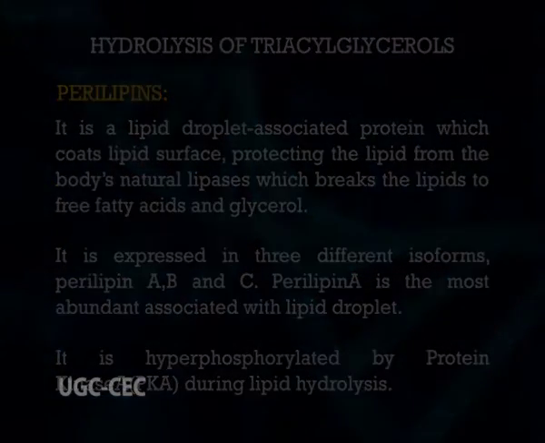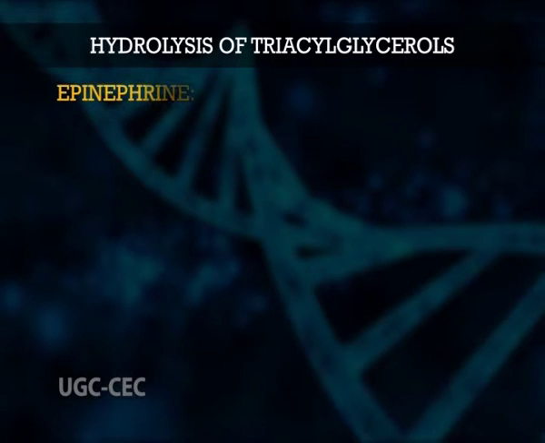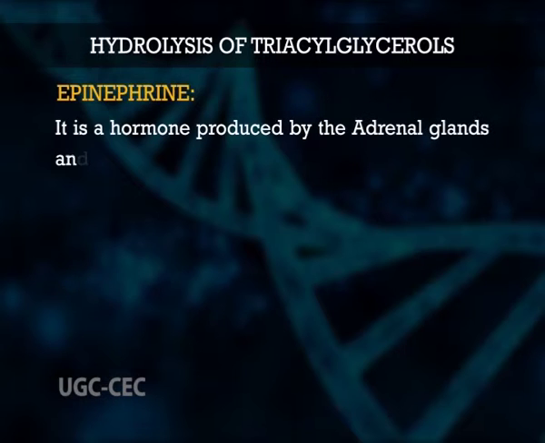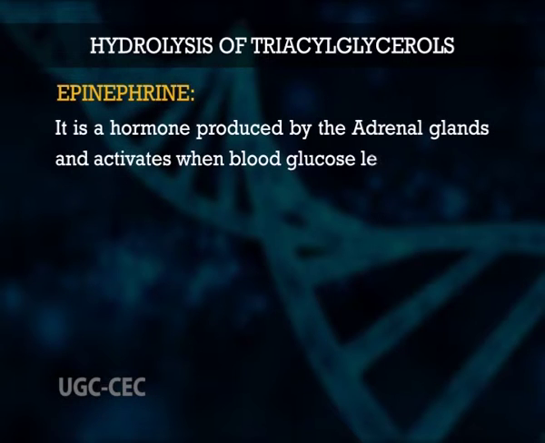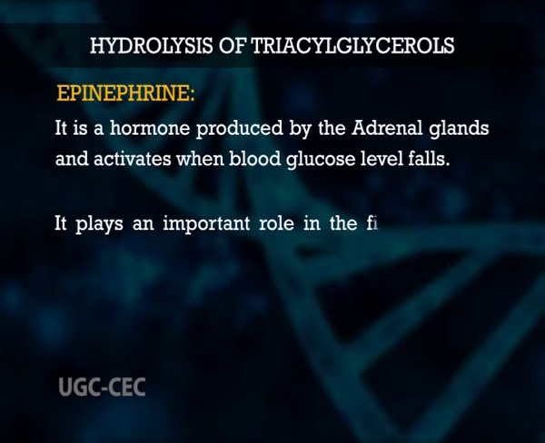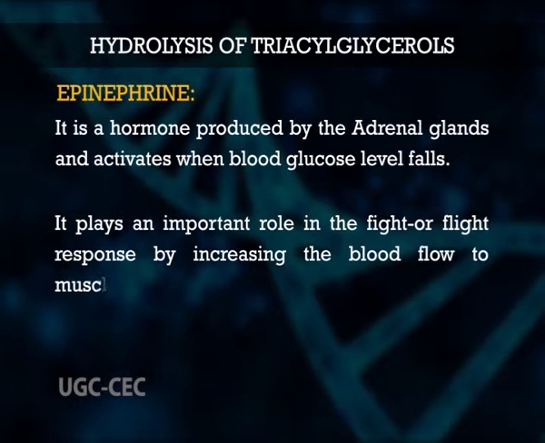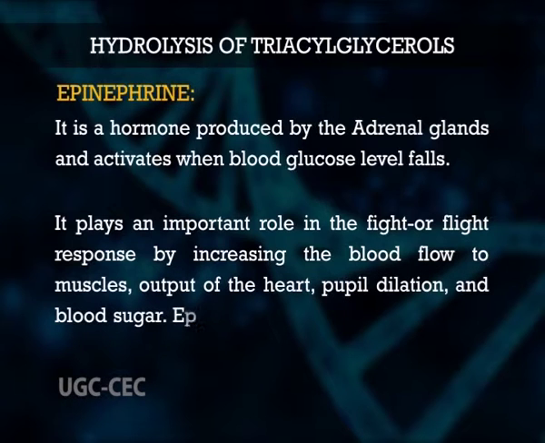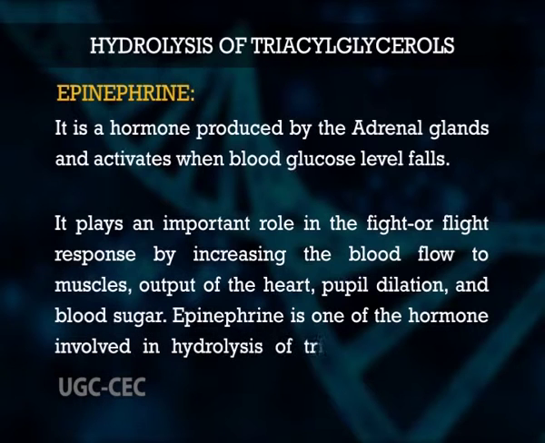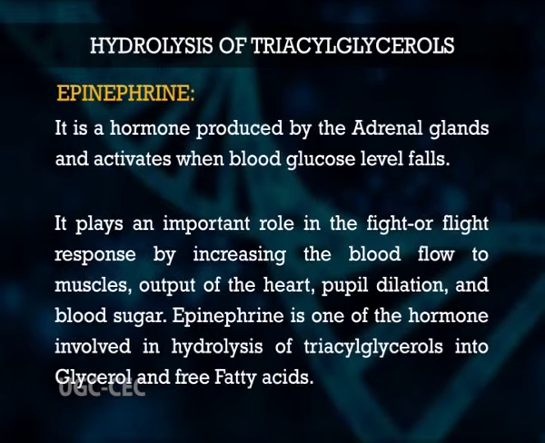Next important thing is epinephrine. This epinephrine is a hormone produced by the adrenal glands and activates when the blood glucose level falls. It plays an important role in the fight or flight response by increasing the blood flow to the muscles, output of the heart, pupil dilation, and blood sugar. So epinephrine is one of the hormones involved in the hydrolysis of triacylglycerols into glycerol and free fatty acids.